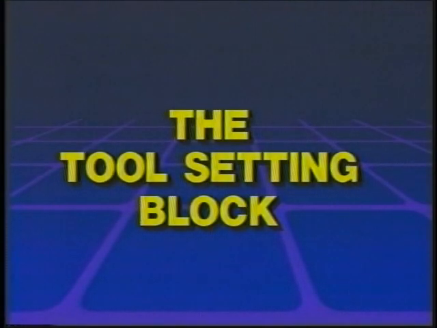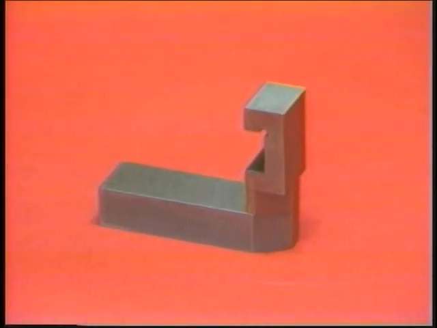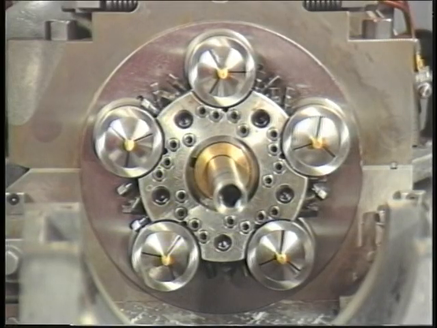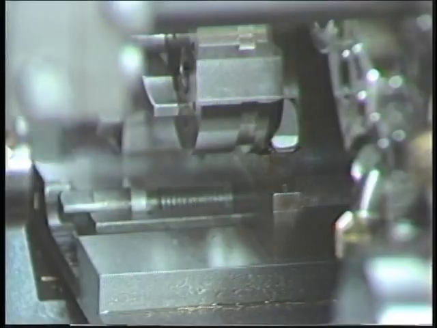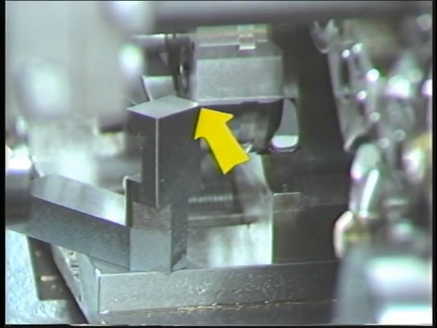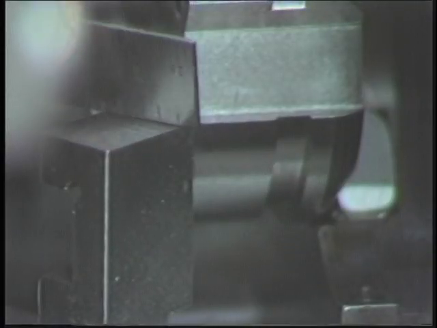The tool setting block. An important part of tooling is the tool setting block. The tool setting block is made specifically for each machine. It should only be used on the machine for which it is made. The tool setting block is used to determine the center line on the work spindle. The center line on the spindle corresponds exactly to the height of the tool setting block when the block is placed on the tool slide.